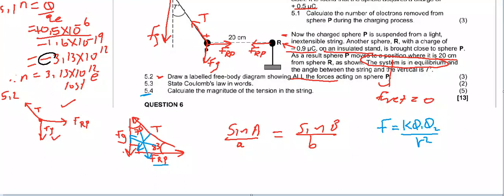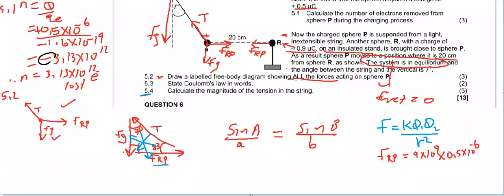Now we have q, let's calculate. So let's substitute in this formula. F is the force between R and P. So k is the constant, 9 times 10 to the power 9, times q1, which is ours. Our q1 is equal to 0,5, 0,5 times 10 to the power minus 6 because of micro.